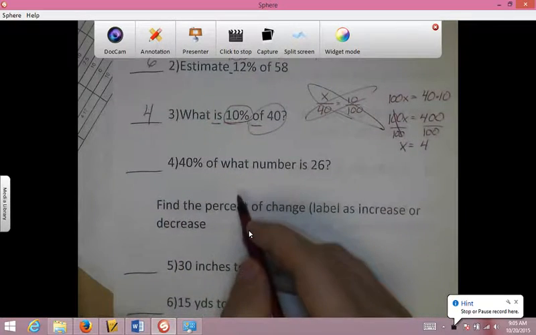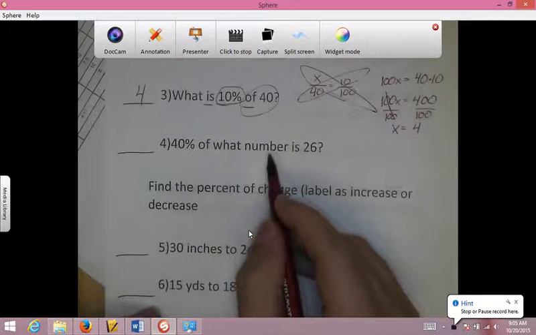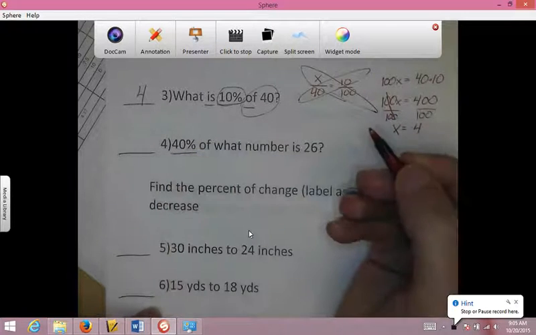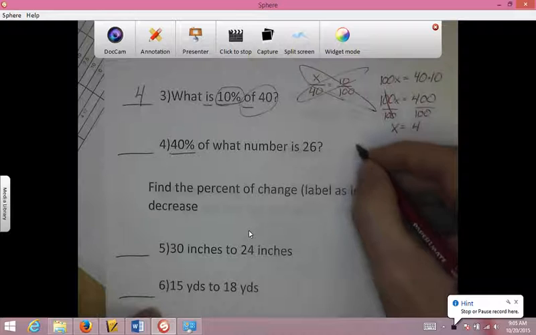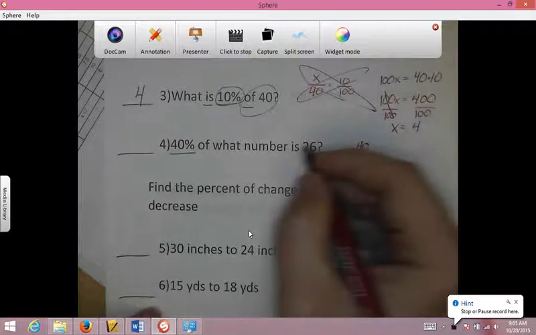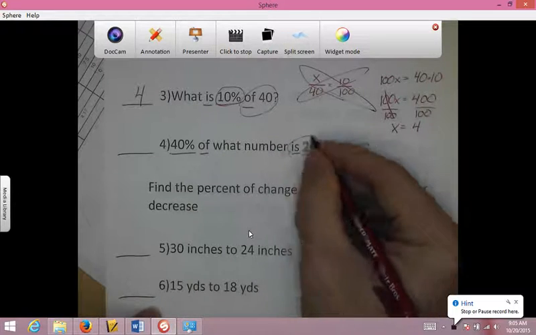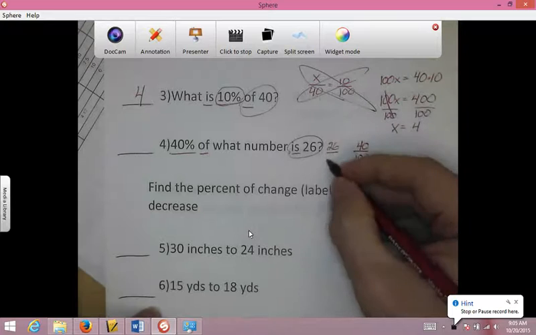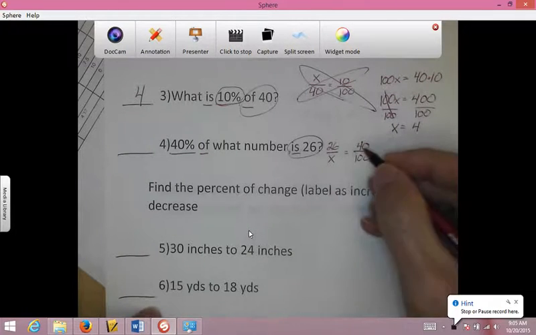Number 4, 40% of what number is 26? Again, the first thing we look for is the percent. In this case, we have 40%, so we're going to write 40 over 100. We then look for the of and the is. The is 26, is goes on top. The of we don't know, so we have x on bottom. Cross products.